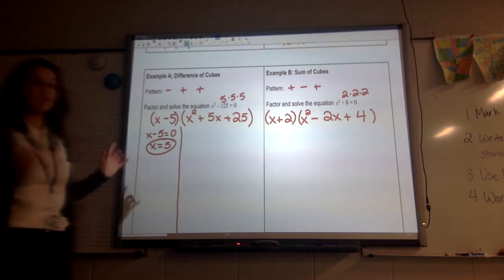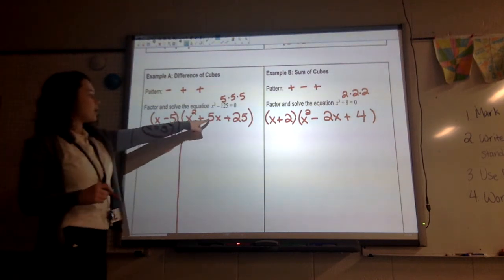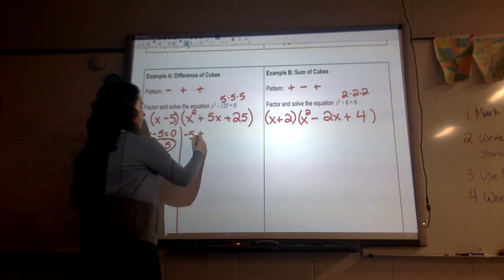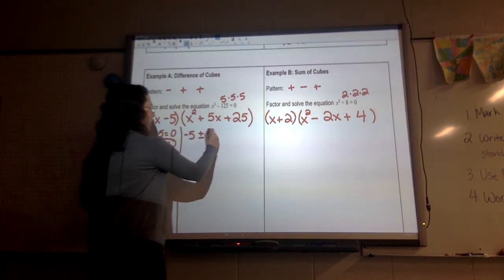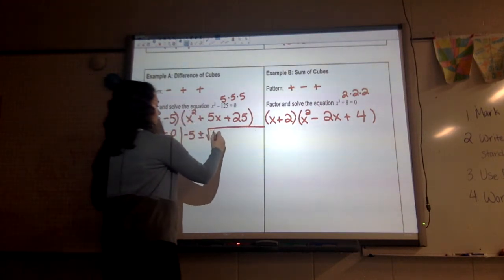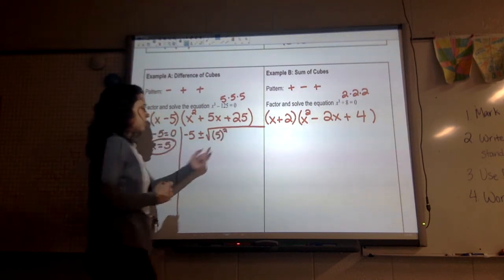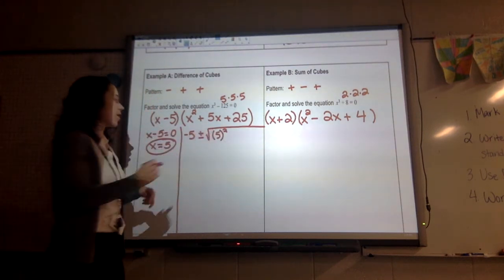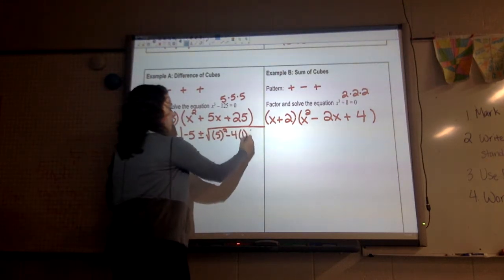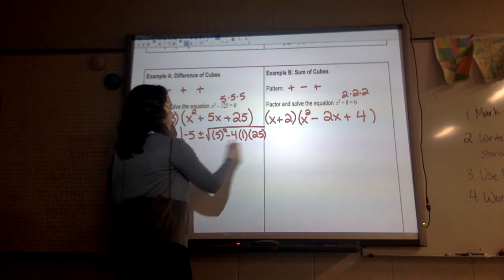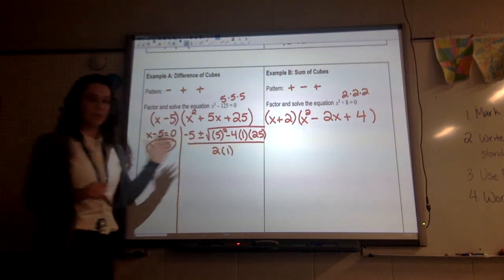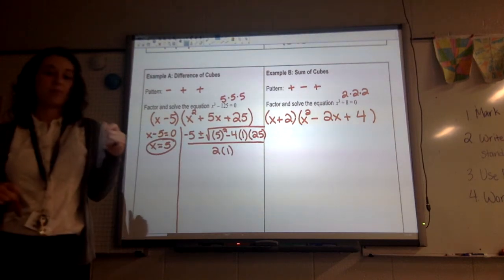So the first thing I have is opposite b. Well, b is positive 5. The opposite of that is negative 5. Okay, plus or minus square root of b squared, so 5 squared. Notice how I put that in parentheses there just around the 5. Minus 4ac. C is 25. All over 2 times a. There's my quadratic formula. Okay?